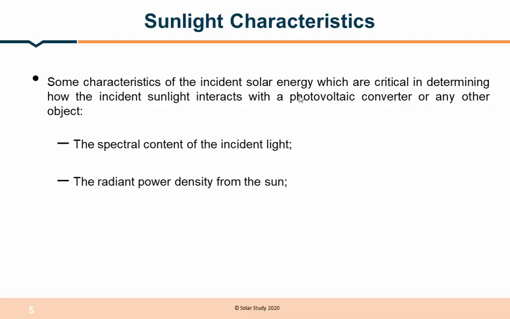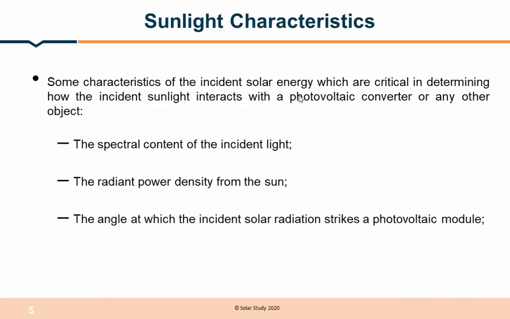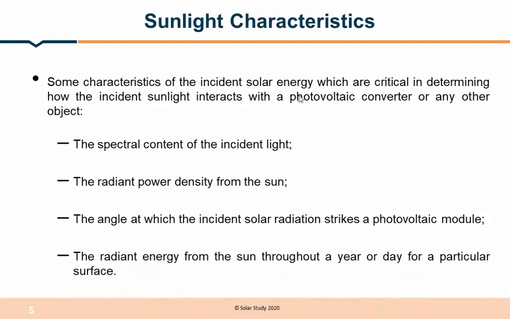That is another thing. Next, another thing is the incident angle. At what angle solar radiation strikes the photovoltaic module, we have to know. And if we want to install any plant, we have to know the solar irradiation data, like how throughout the year solar radiation comes to the earth surface over a particular area, and how much solar generation can be achieved. Those are the basic characteristics of sunlight.